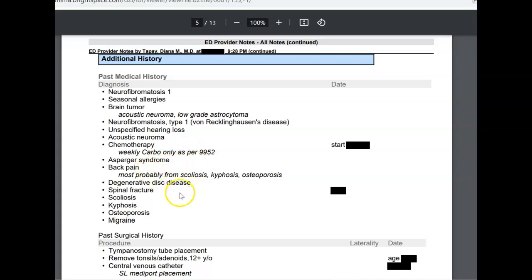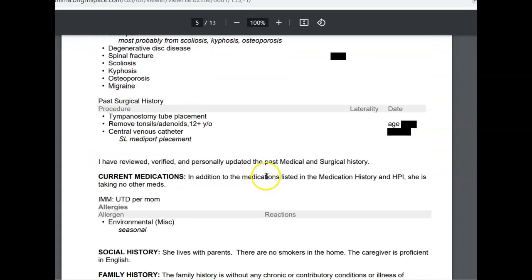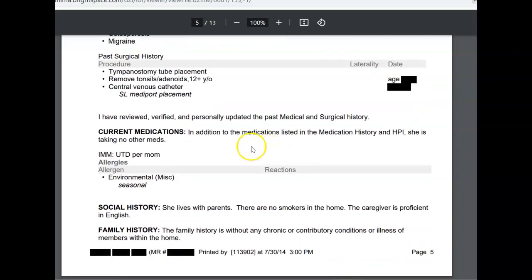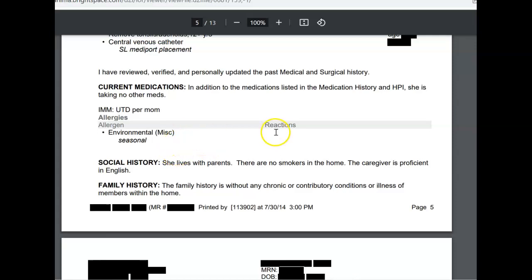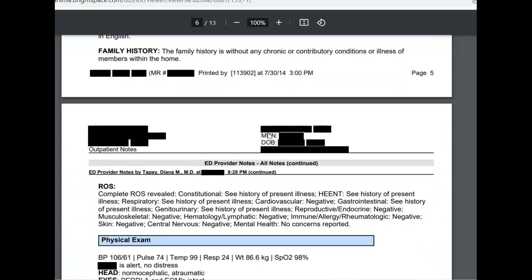Back pain, no. Degenerative disc disease, all of these we are not going to code. All right? Because once again, we are looking at why that patient came in for the abdominal pain, and just a little background to this patient's history. But none of these diagnoses that I mentioned are going to make a difference in this outpatient visit. All right. So in addition to the medications, she's taken no other meds. Okay. Seasonal allergy medication. All right. So let's go down here.